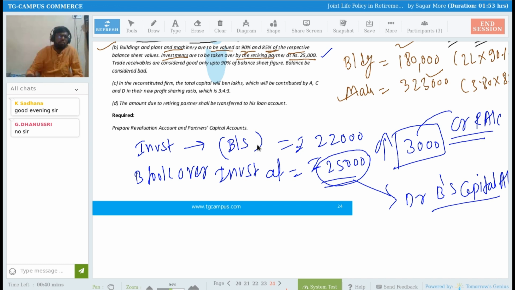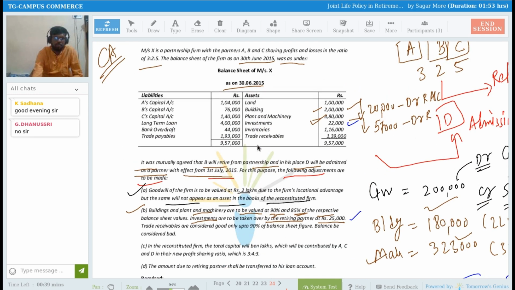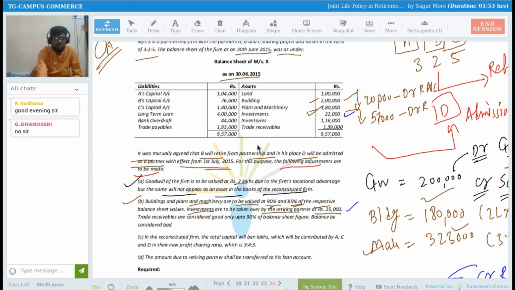So what are the two effects? You have to increase value of your investment by rupees 3,000. You have to write it down on the revaluation account, right? And now value is 25,000 after revaluing, and that 25,000 rupees of investment is taken over by B. So I will be debiting B's capital account for rupees 25,000, right? And in balance sheet, I will not record any investment because the investment is no longer available, right? Understood this adjustment or not? Tell me. Yes? Okay.